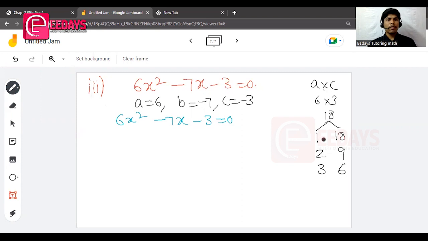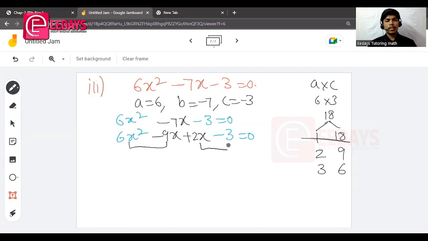All right. If we add 1 plus 18, we'll get 19, but we need 7 here. If you subtract 18 minus 1, we'll get 17, so that is also not possible. Let's cross it. And 2 plus 9, that is 11, but required is 7 here. 9 minus 2 is 7, which is matching. All right. So let's write minus 7x here. Minus 7x we are splitting, so I just write minus 9x plus 2x.